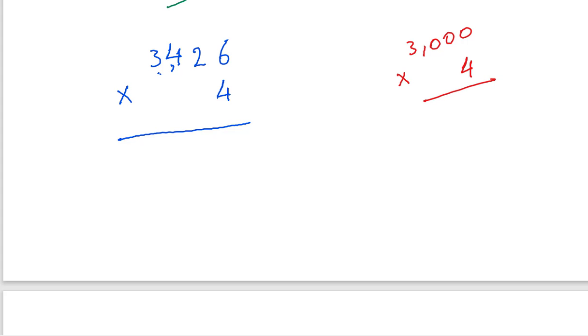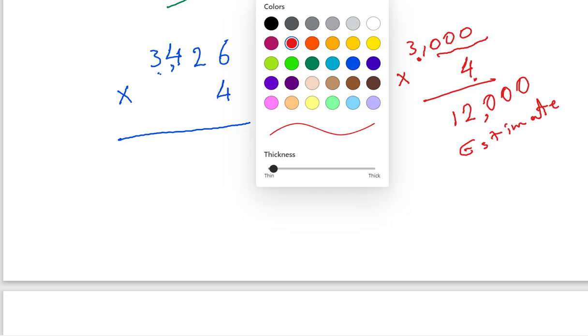As you know, my heroes, when we multiply by 3000, this contains zeros. So we multiply 3 and 4. 3 multiplied by 4 is 12. And just add the extra zeros. How many extra zeros? We have 3 extra zeros. 1, 2, 3. And this is the estimate. And let's see the exact solution.